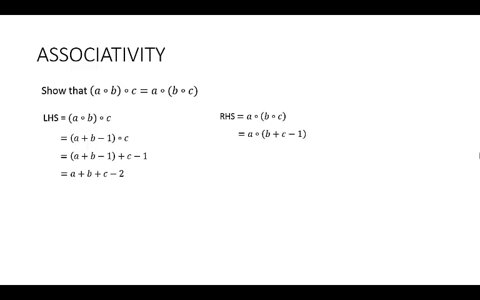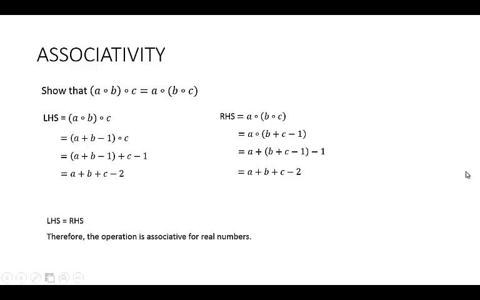The right-hand side, we get a * (b * c), so we're going to do the b * c first. So it's a * (b * c), and in brackets you can see we perform the operation on b and c, and then first term plus second term minus 1 gives us a + b + c − 2. Left-hand side equals right-hand side, therefore the operation is associative for real numbers.